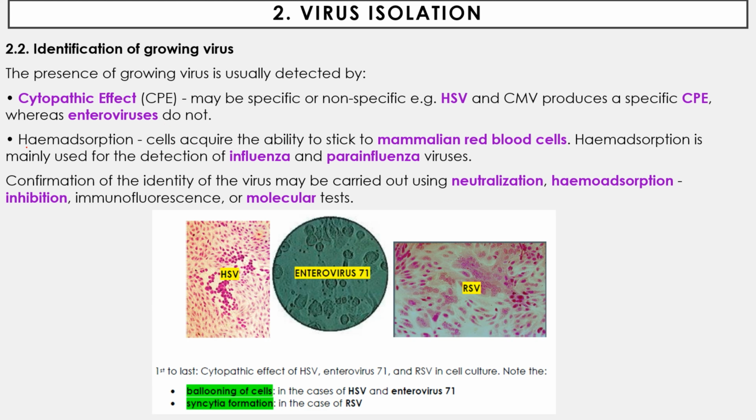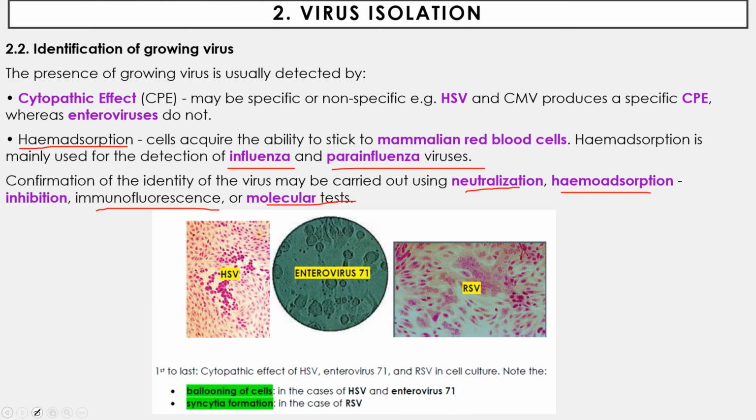Then some viruses are capable of hemadsorption, wherein cells acquire the ability to stick to mammalian red blood cells. Hemadsorption is mainly used for the detection of influenza and parainfluenza viruses. Confirmation of the identity of the virus may be carried out using neutralization, hemadsorption inhibition, immunofluorescence, or molecular tests.